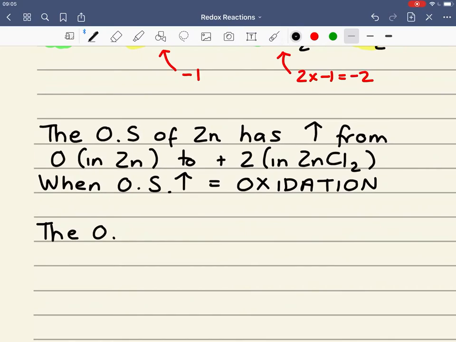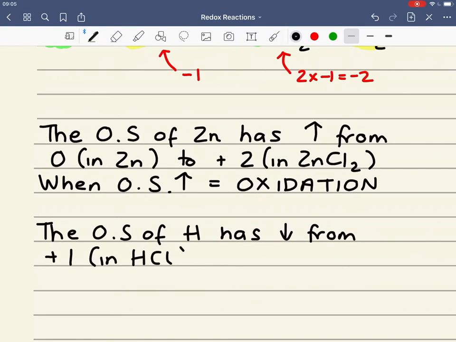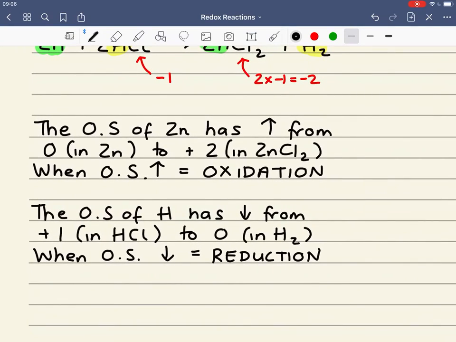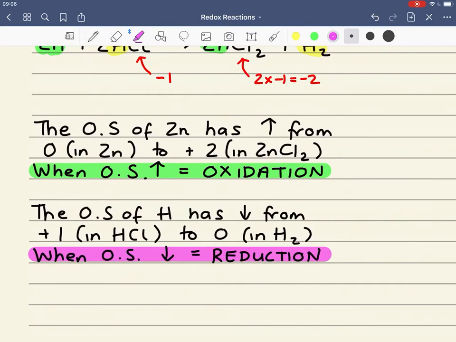The oxidation state of hydrogen has decreased from +1 in HCl to 0 in hydrogen. And when oxidation state decreases, then we have a reduction. Now, there are 2 really important concepts that you need to remember when looking at redox reactions.